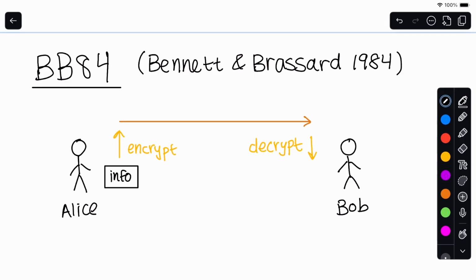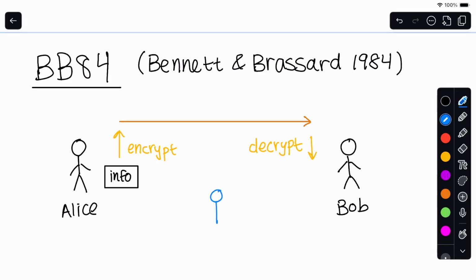We're going to talk about the BB84 protocol, which is named after Bennett and Brassard, who came up with the protocol in 1984. The general premise is this. You have 2 parties, Alice and Bob. Alice has some information that she'd like to send to Bob, so she's going to want to encrypt it, send it over to Bob, and then Bob is going to decrypt it. The way they're going to do this is by having some shared key between them.